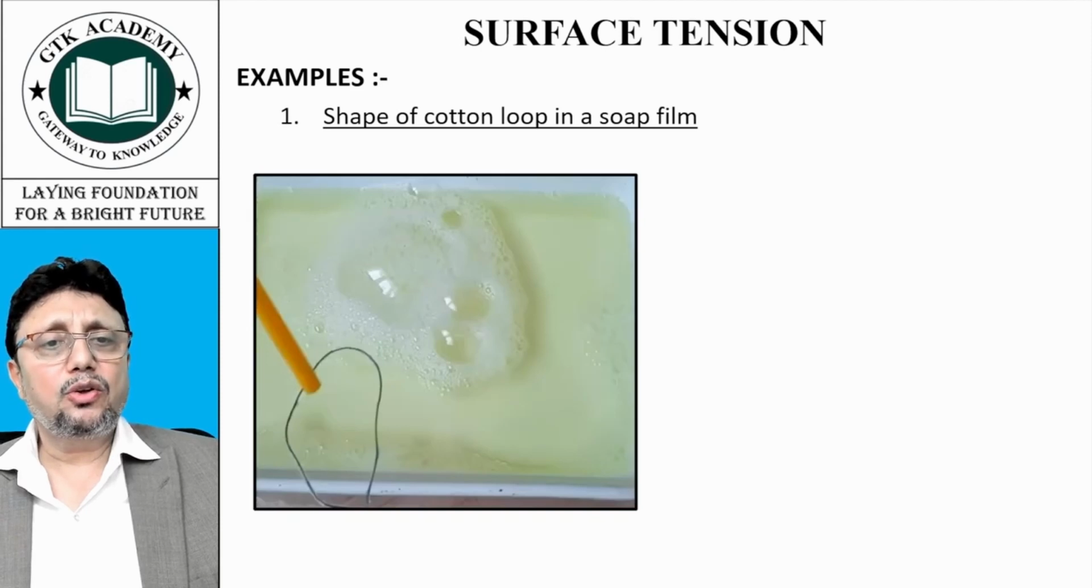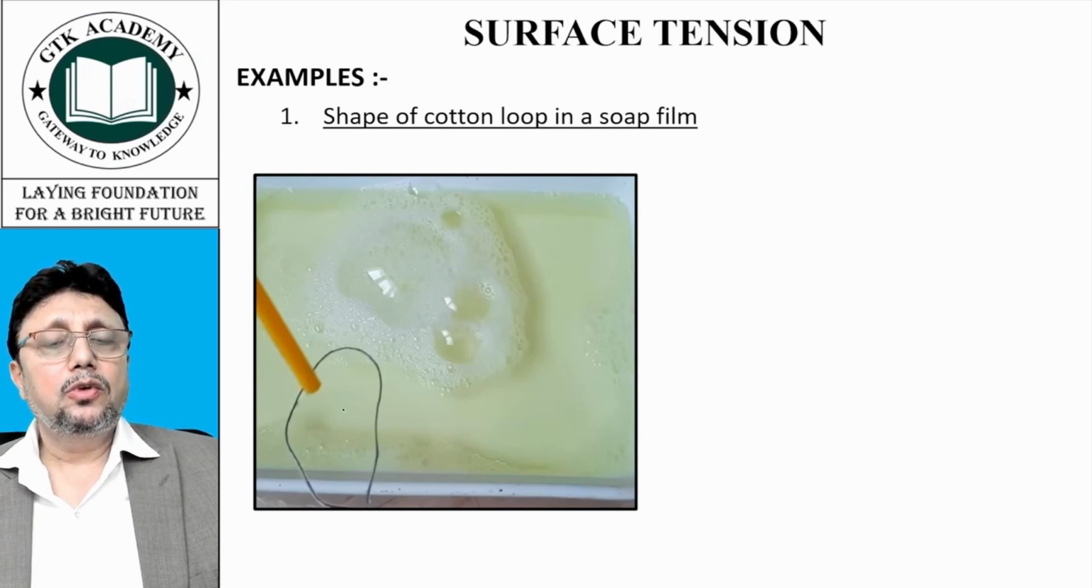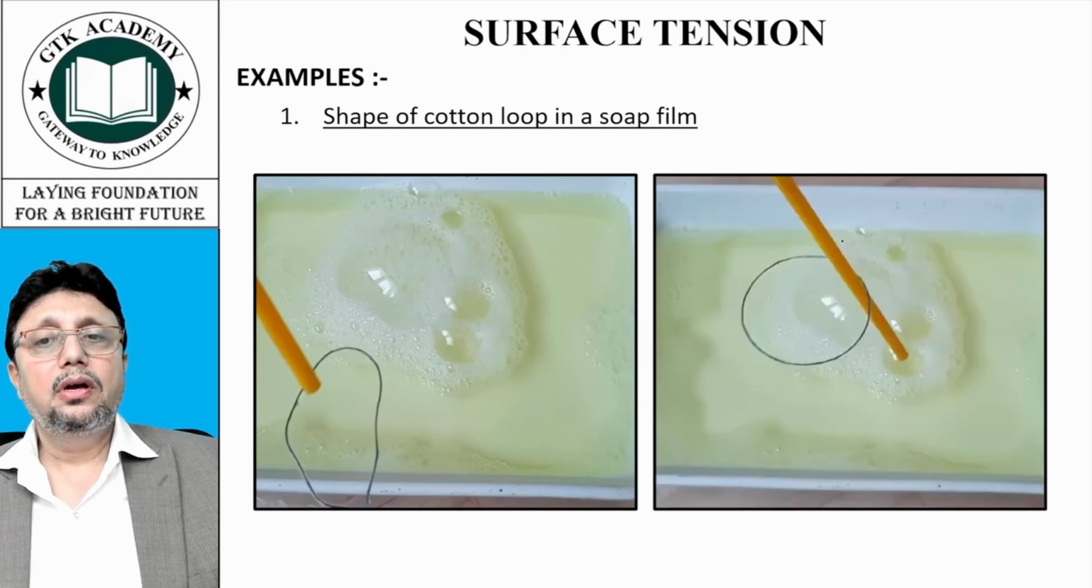You can do this at your home. Now you can see we have put a loop which is in an irregular shape, and now I puncture this film inside this loop and it assumes a circular shape. So we can see that the film is trying to minimize its area, trying to shrink as much as possible in area.